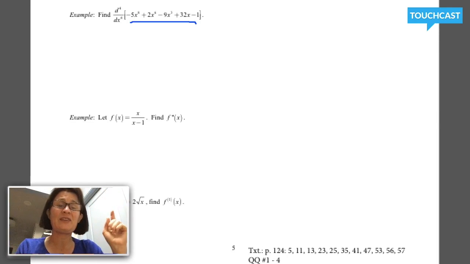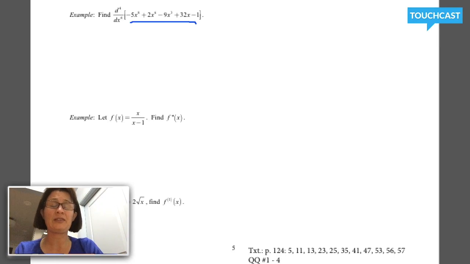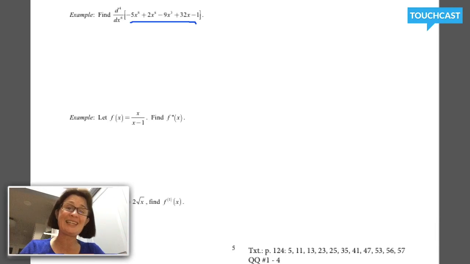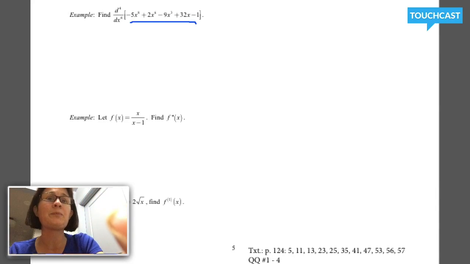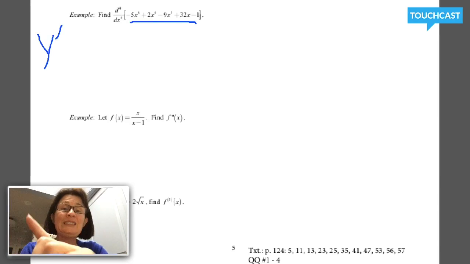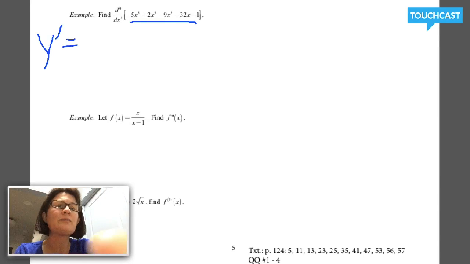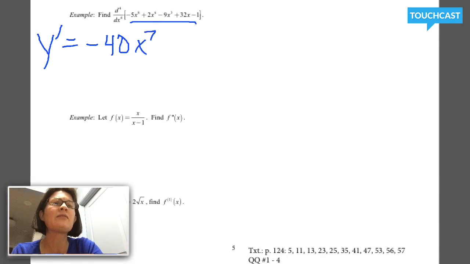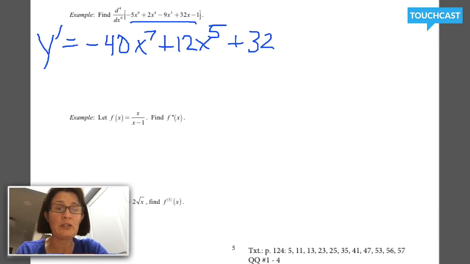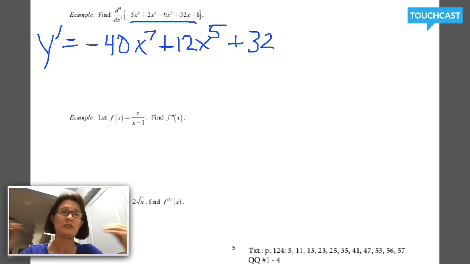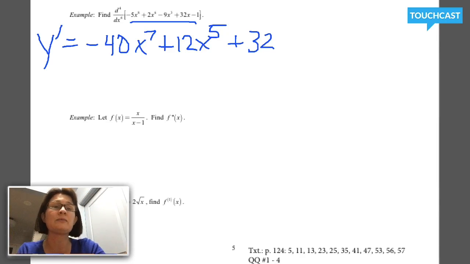So notice I'm not going to be able to find the fourth derivative until I find the third derivative. I can't find the third derivative until I find the second derivative. You can't find the second derivative until you find the first derivative. So I'm going to start by finding y prime. That's the first derivative. I could have also called it dy dx. It's going to equal, that 8's going to multiply the -5, so -40 x to the 7th, plus 6 times 2 makes 12 x to the 5th, plus 32. Where does the -1 go? The derivative of 1 is 0. So I have one fewer term in my derivative than I did in my original function.